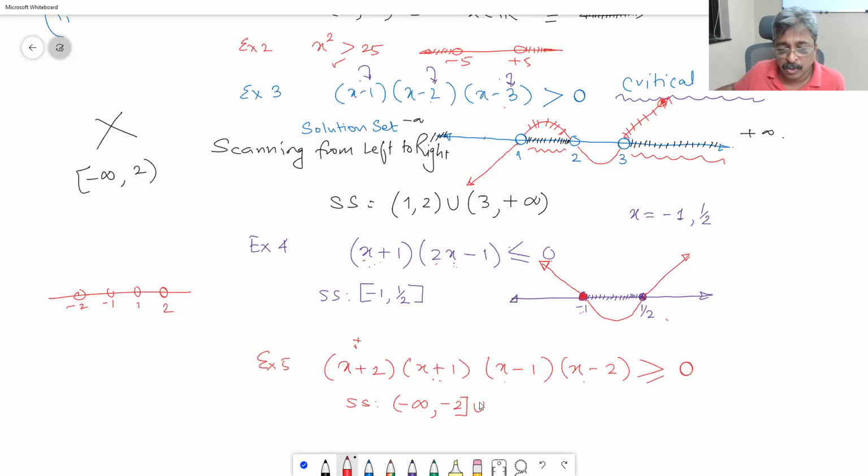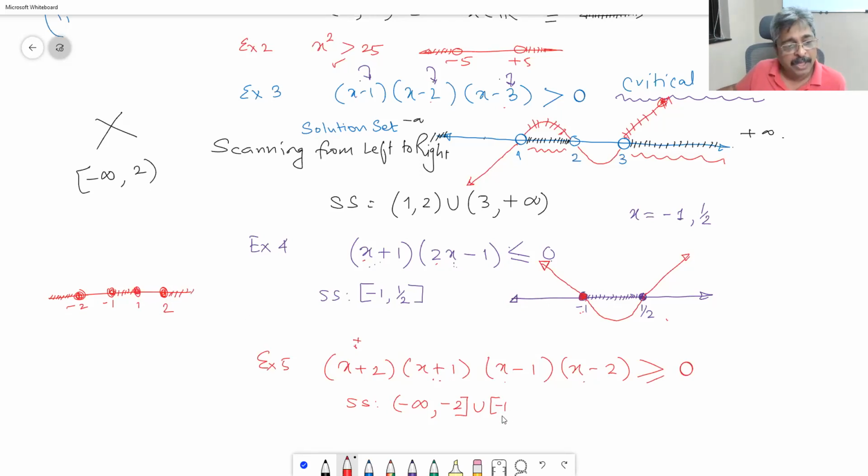Minus 1, if we put it, 0, acceptable. Anything between minus 1 to 1, if we put 0, positive, positive, negative, negative, product positive. Therefore, everything in between is acceptable. So maybe you can make a dark circle here and here, and then between 1 and 2, if we put 1.5, this is positive, this is positive, this is positive, this is not acceptable. 2, acceptable.